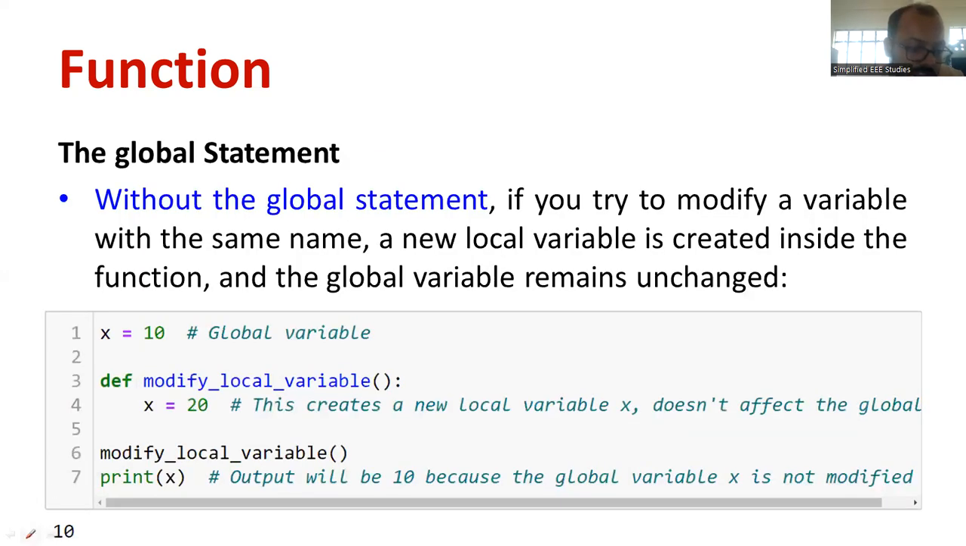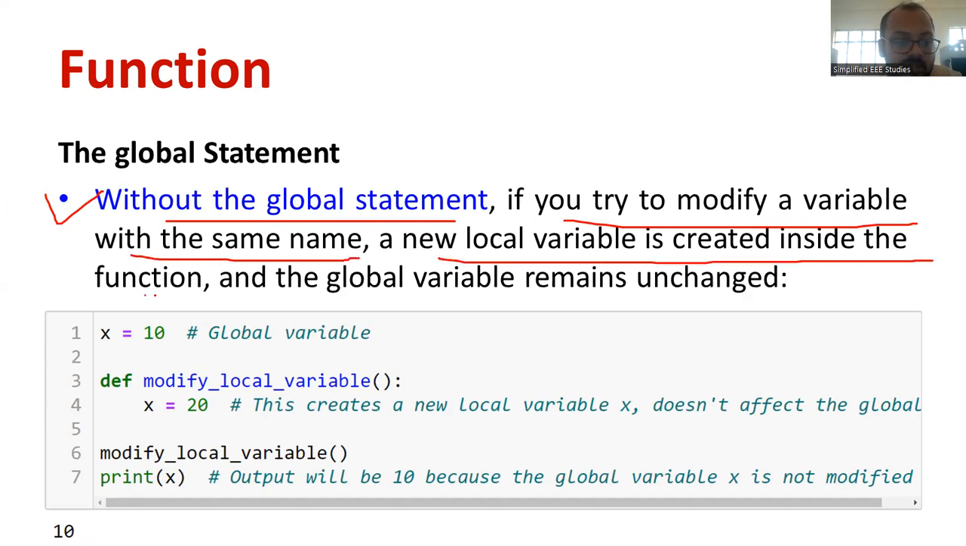So moving on to the discussion, one more example I'll be showing you. One impact I'll be telling you: without the global statement, if you try to modify the variable with the same name, a new local variable is created inside the function and the global variable remains unchanged. So the global variable will remain unchanged if you are not using the global statement.